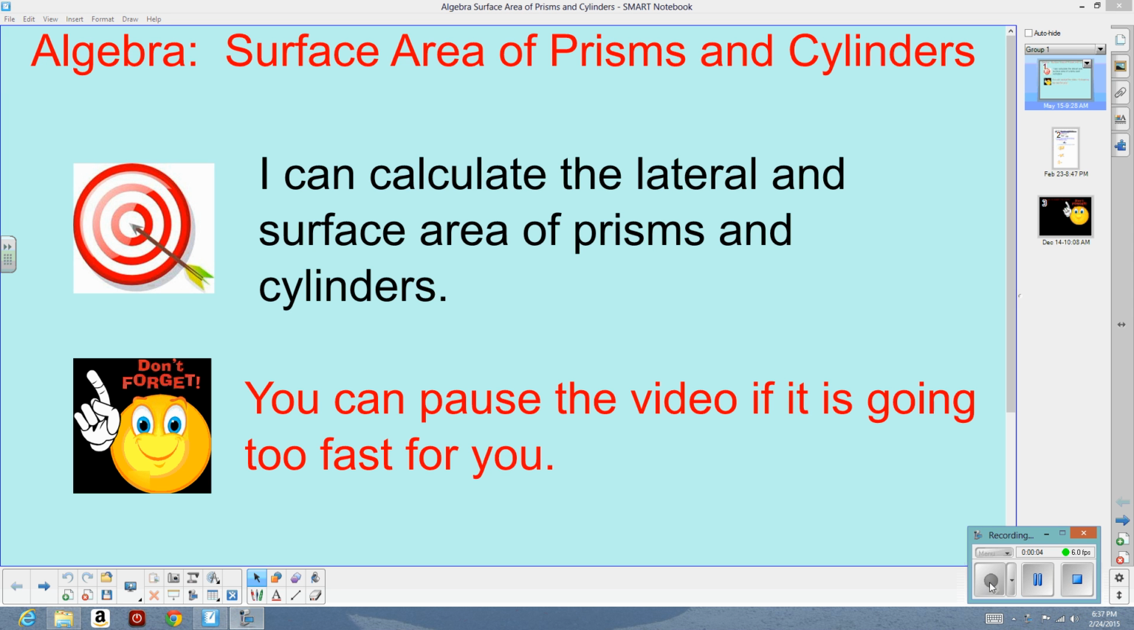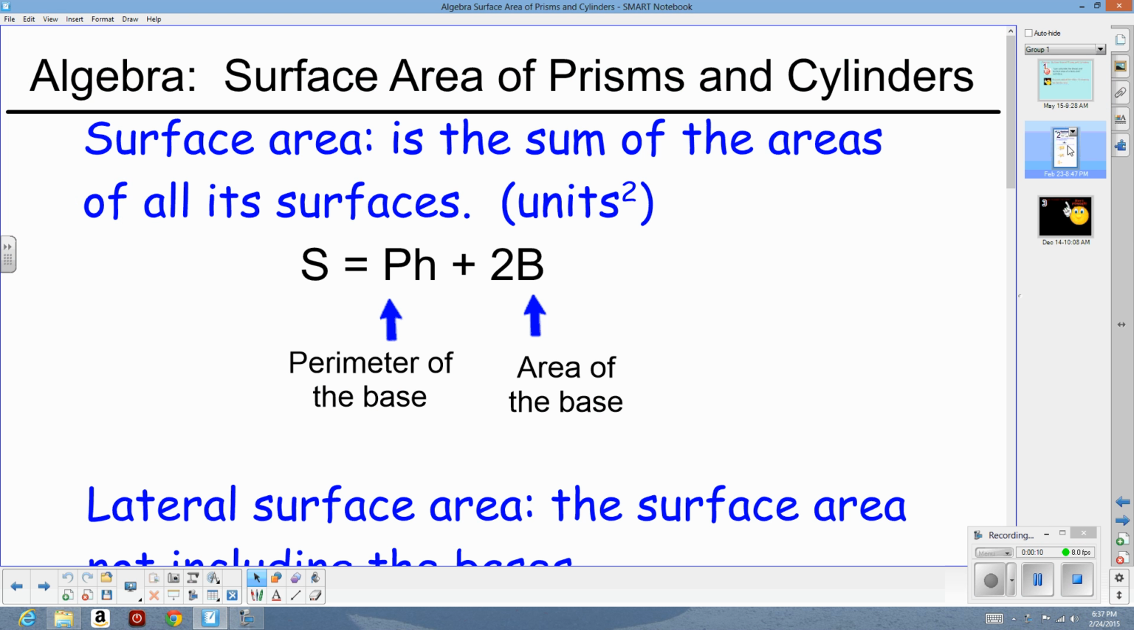In this lesson, you will be finding the surface area and lateral area of prisms and cylinders. Surface area is the sum of the areas of all its surfaces. So if you take all the different faces of the prism and find the area of each one and add it together, you'll get the surface area.